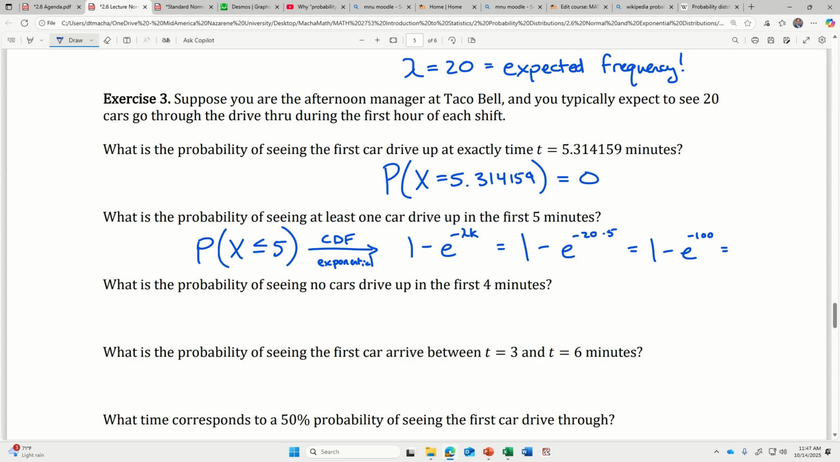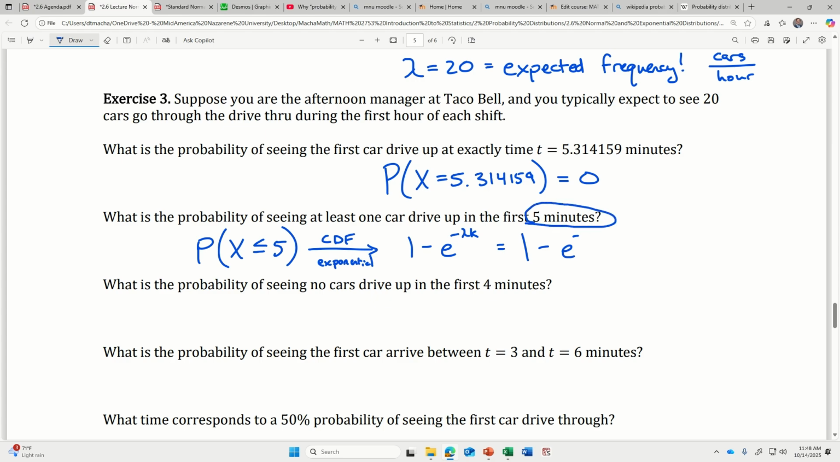See what I get? Wait a minute. I made a mistake. This is expected frequency in what units? Cars per hour. But this is not hours, this is minutes.